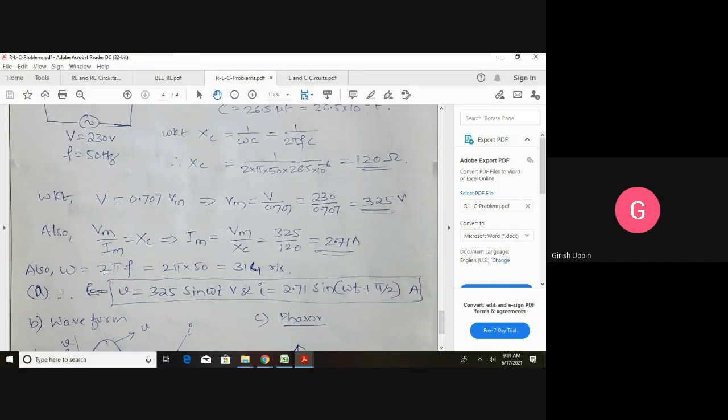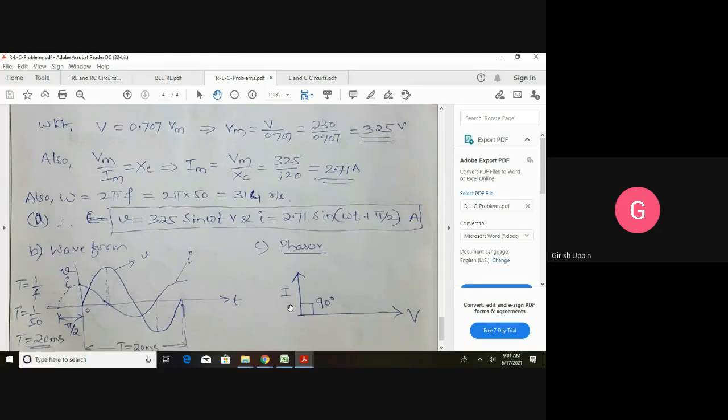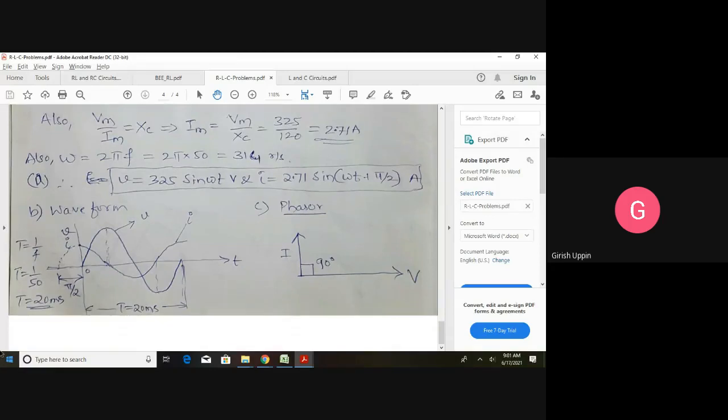Then calculate omega. Omega is 2 pi f. F is 50 hertz. You get it as 314 radians per second. Then we can write our two equations. V is equal to Vm, that is 325 into sine 314t. It is a small mistake, whatever the omega value you have to write. So equation is V is equal to 325 sine 314t, and I is equal to 2.71 sine 314t plus pi by 2.